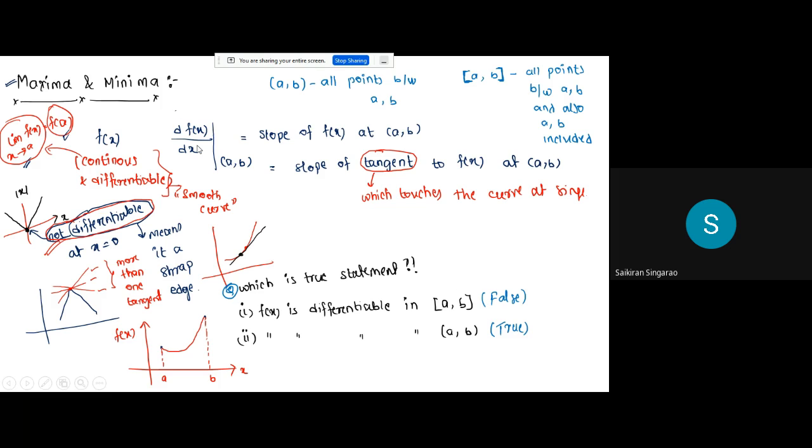So I was telling you that if you have a function f of x and you do the differentiation, you will get another function, and in that function you put a comma b, you get a number. So when I write df of x by dx at a certain point a comma b, I'll get a number. The significance of that number is that it is the slope of the tangent to the function at that point. Clear, right? Everybody understood?